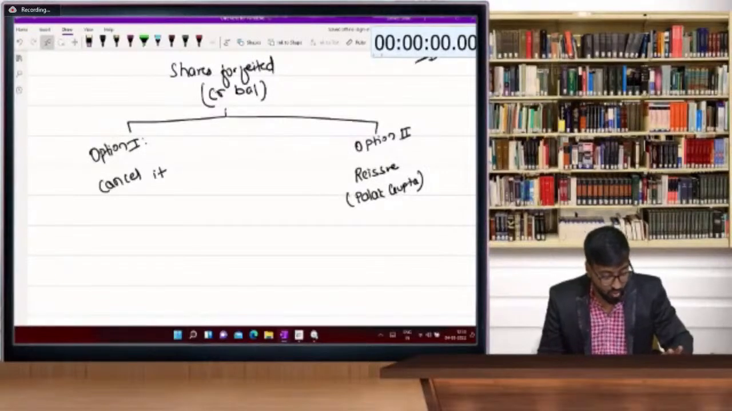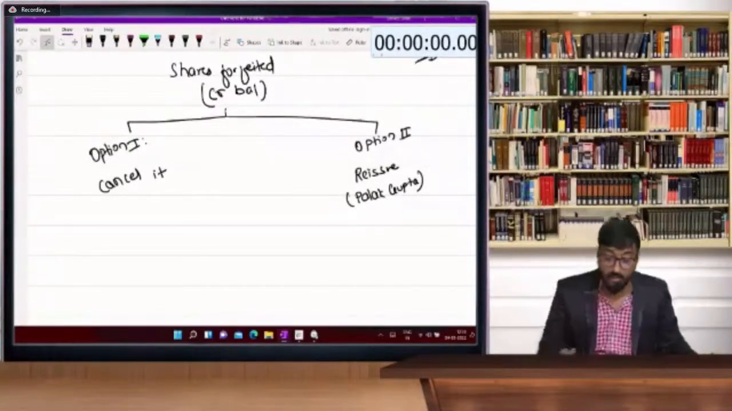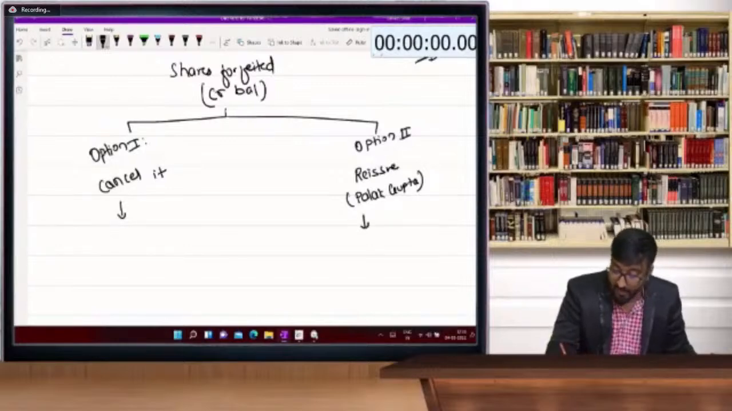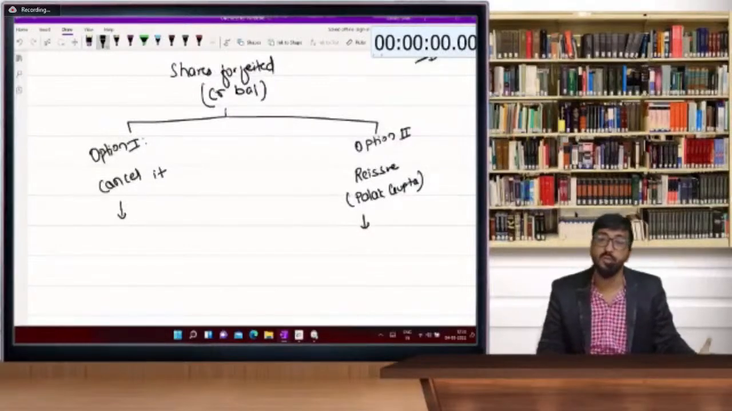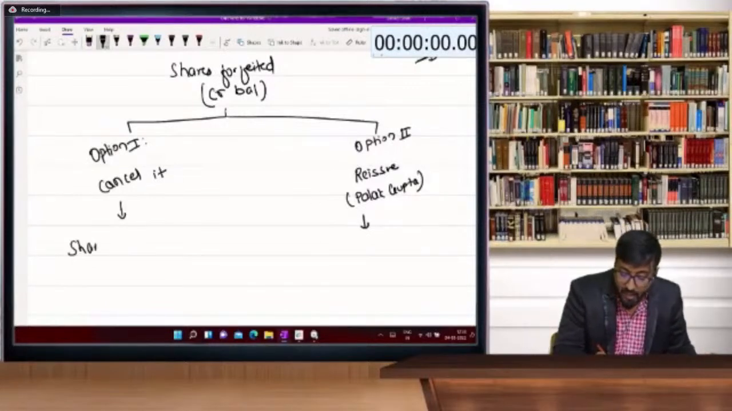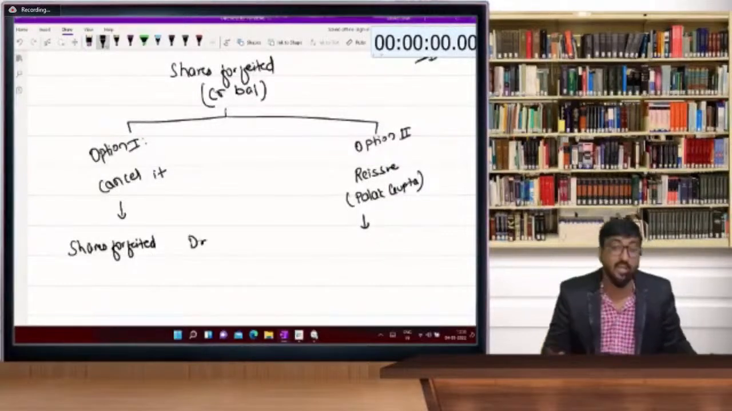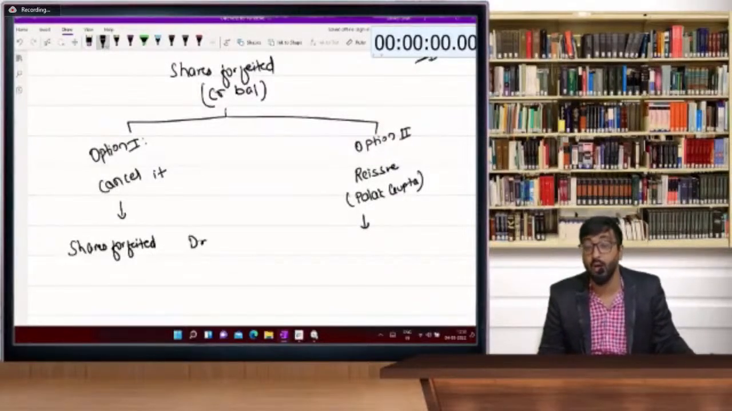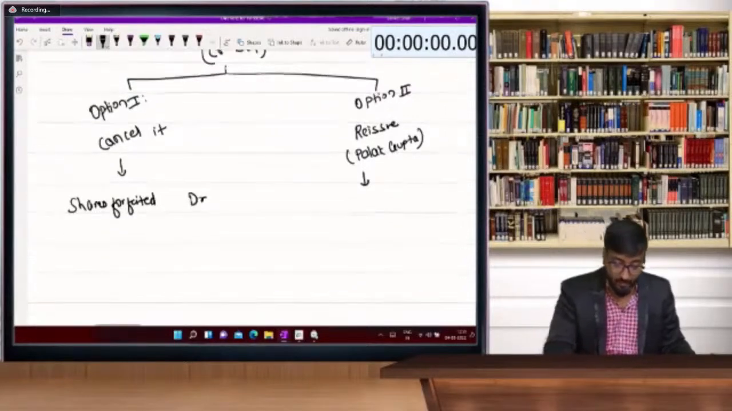Okay. So shares forfeited. Now cancel it or reissue it. Suppose now shares forfeited, I want to cancel it. Shares forfeited has a credit balance. So how to cancel it? Any amount, by giving the opposite effect. So shares forfeited account debit.